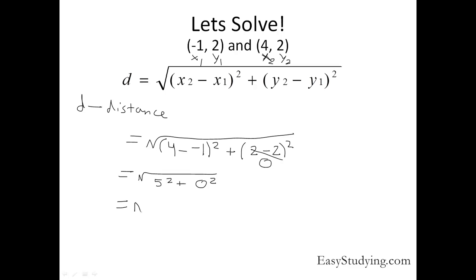So we'll have 5 squared, which is 25, added to 0 squared. Well, obviously 0 squared is just going to equal 0, so 5 squared plus 0 is just going to be 5 squared. 5 squared is 25. So we'll take the square root of 25, which is 5. So as we see, 5 units is the distance between these 2 points, which is the same as we received on the graph earlier.